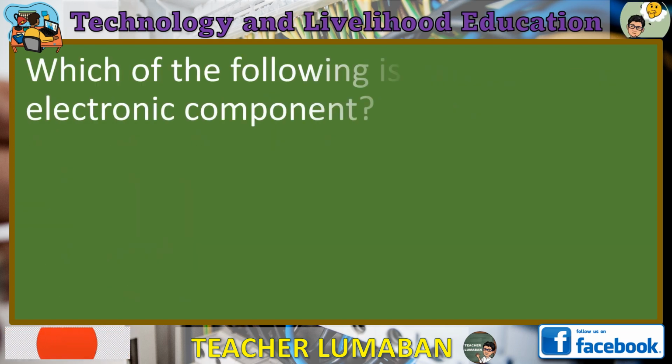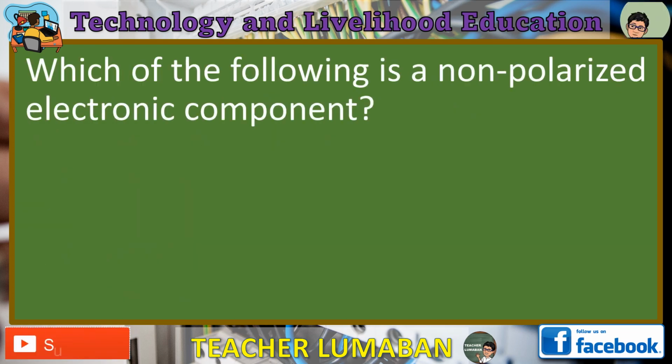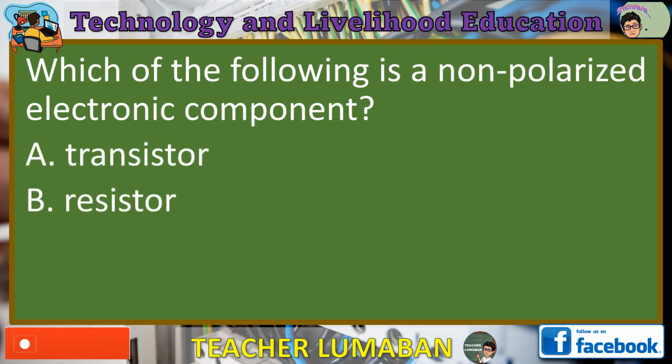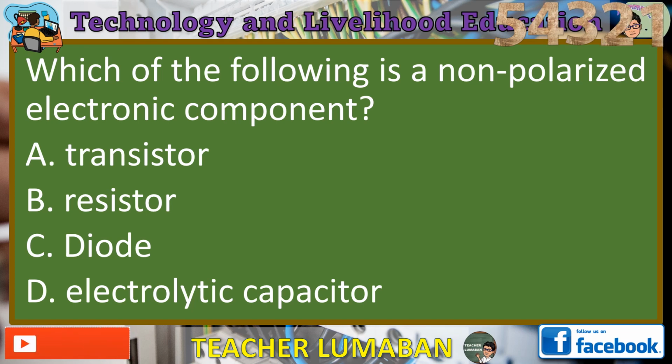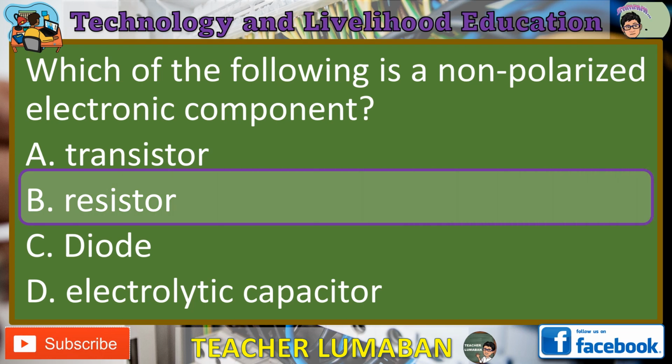Which of the following is a non-polarized electronic component? Letter A, transistor. Letter B, resistor. Letter C, diode. Letter D, electrolytic capacitor. In the next 5 seconds, select the best response from the available options. 5, 4, 3, 2, 1. The correct answer is B, resistor.